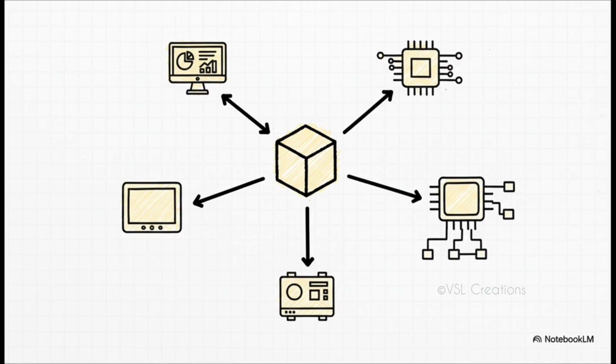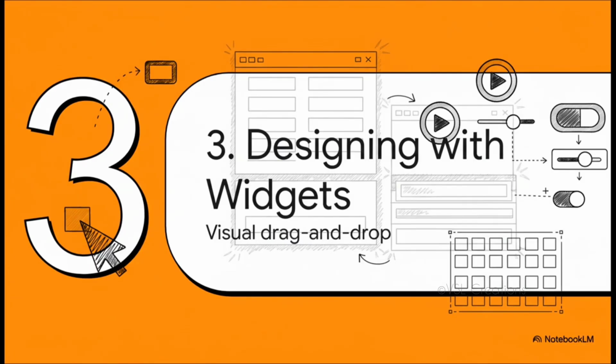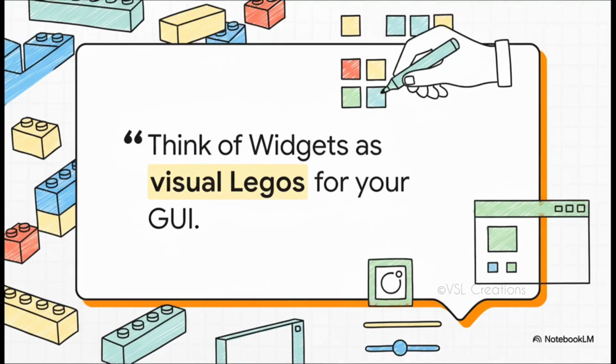Okay, project set up. Now for the fun part, actually building the interface. The whole idea here is to get you away from writing tons of code. Instead, you work visually, using this whole library of pre-built components they call widgets. And honestly, the best way to think about this is like, they're digital Legos for your GUI. It's all about visual construction. You're not sitting there painstakingly coding every little pixel of a button. Nope, you just grab the block you need and you snap it right into place.